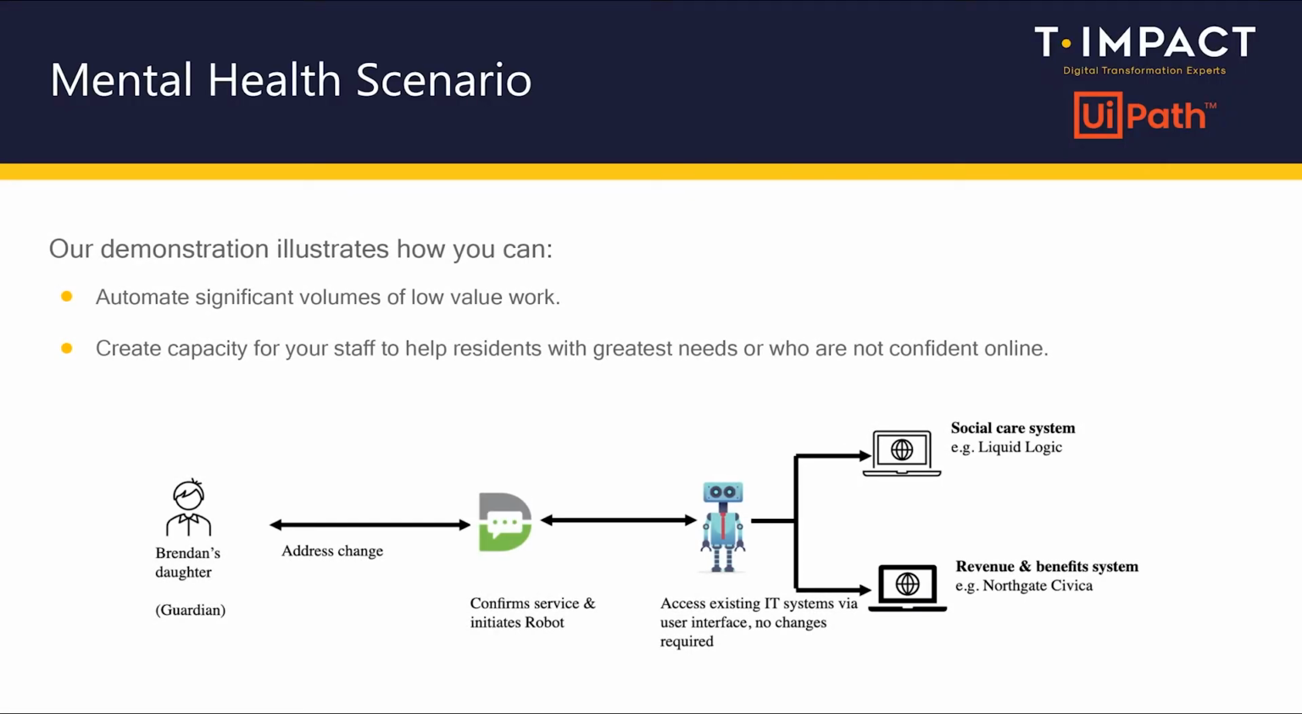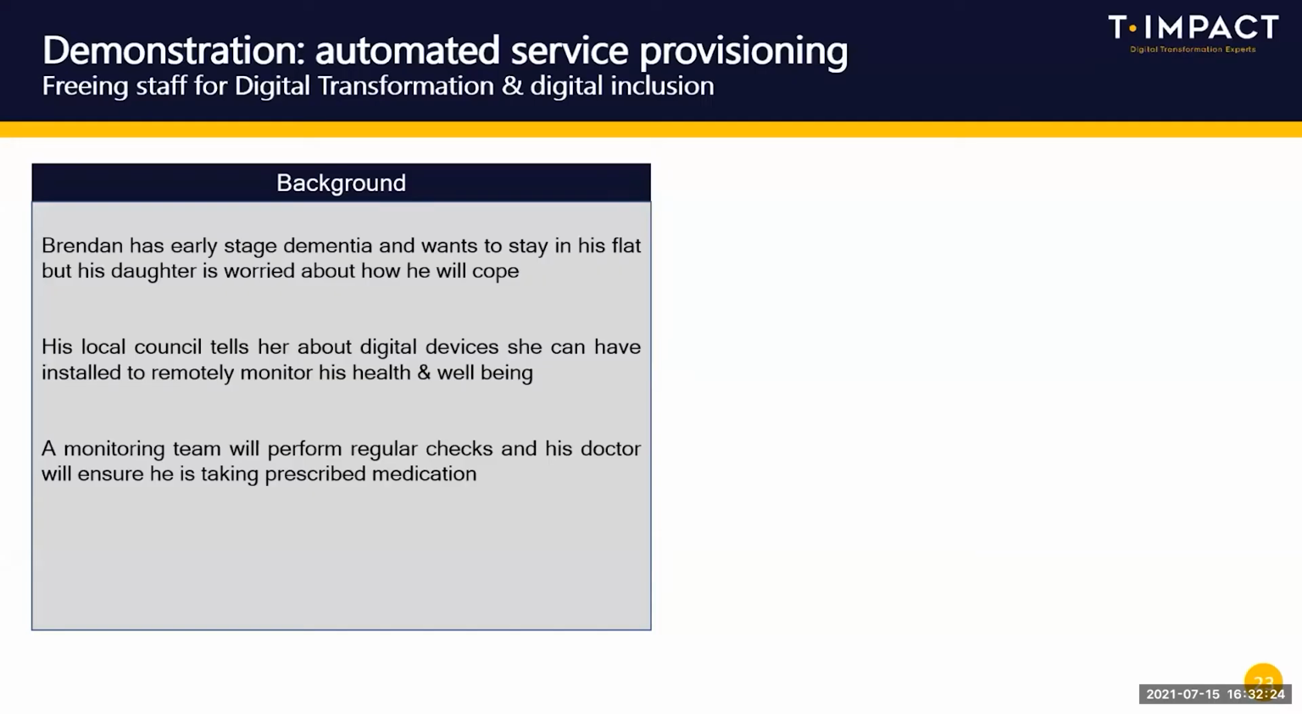We wanted to show you how you could use a few of these technologies together to support not just the automation of the service fulfillment, but also to support multilingual and multicultural communities. That was around somebody that had dementia. We'll call him Brendan. He's got early stage dementia, and he's struggling to cope, but he wanted to stay in his house. It was very important for him to stay in his flat.